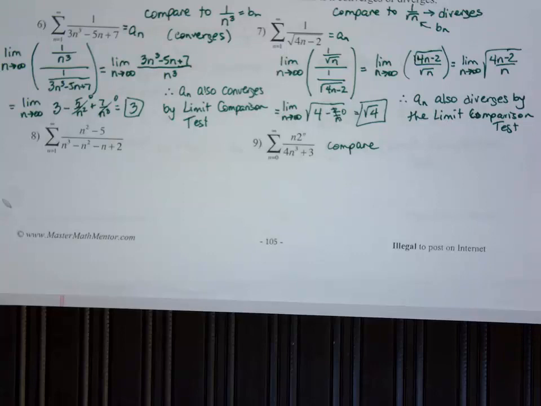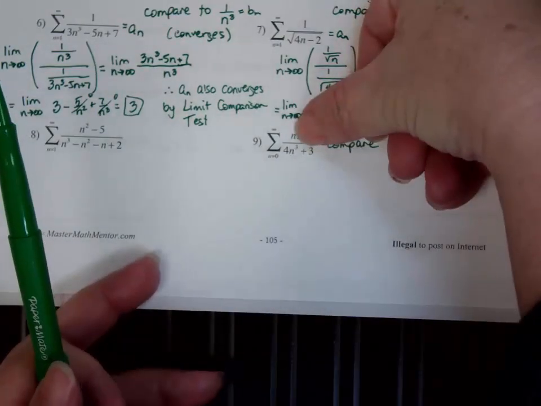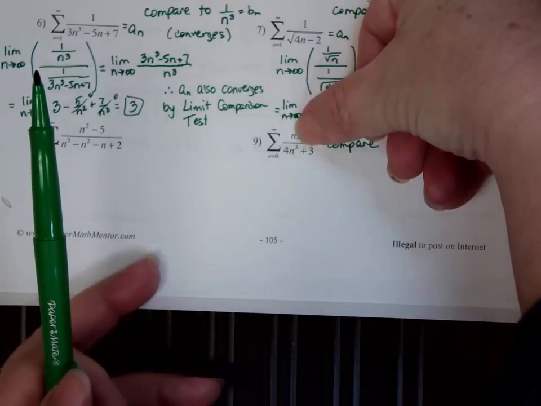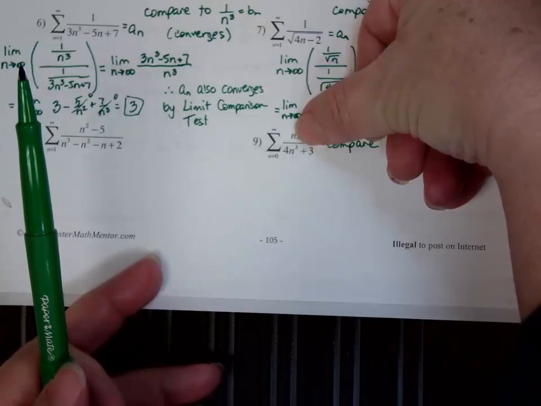So, forget about the 2 to the n for a minute. Look at the top, look at the bottom. How many more n's would I need to make them have the same number, top and bottom? 2. I would need 2 more.